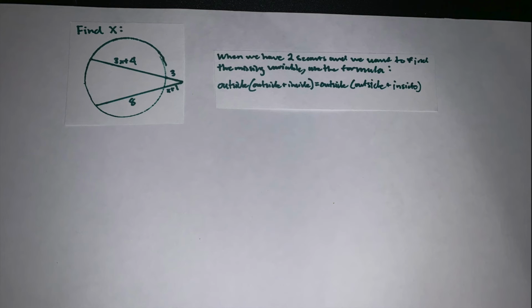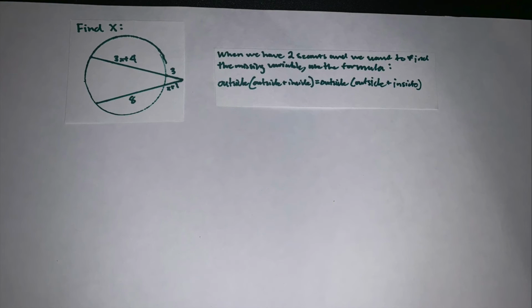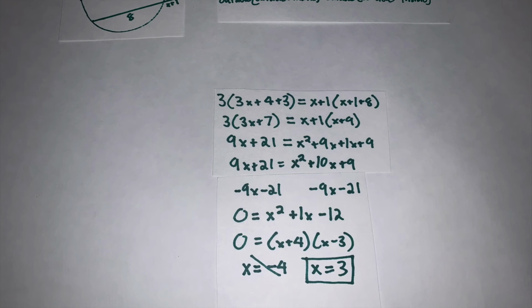So for the last problem here, we get two secants drawn in a circle, and it's asking us to find x. When looking at two secants drawn from outside a circle, we can say that the outside length times the outside plus the inside length is equal to the outside length times the outside plus inside length of the other secant.